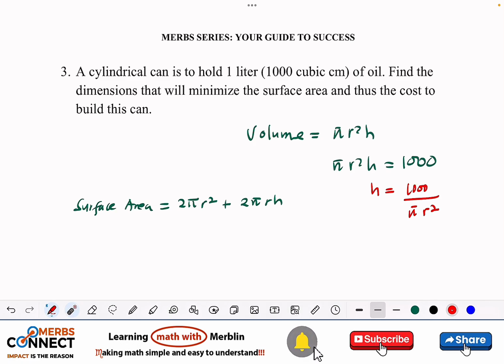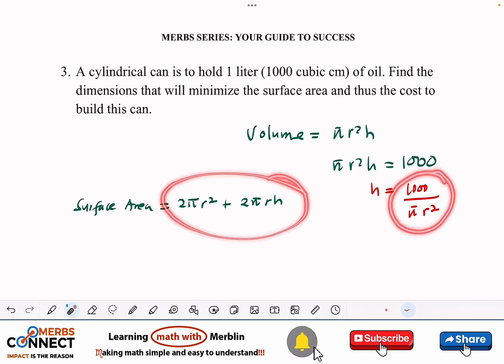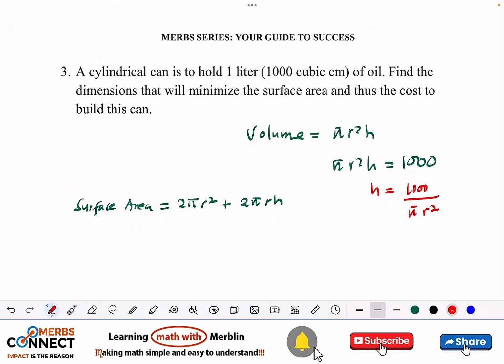Now don't forget, the variables that we are dealing with are h, which is the height, and r, which is the radius, right? So now we can plug in h inside this, so that this will be in terms of only one variable. Now let me name this one S, to be the surface area. So I'm going to have 2 pi r squared plus 2 pi r times h, which is 1000 over pi r squared.